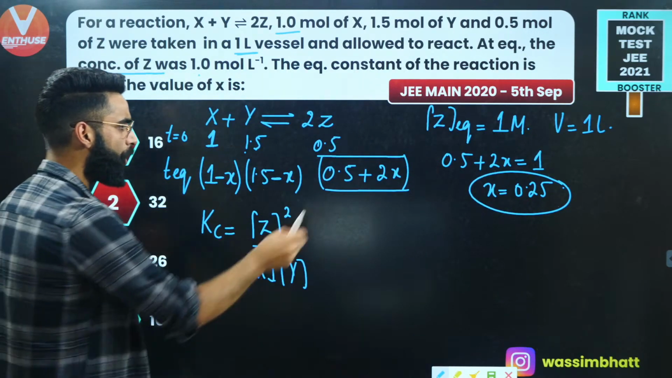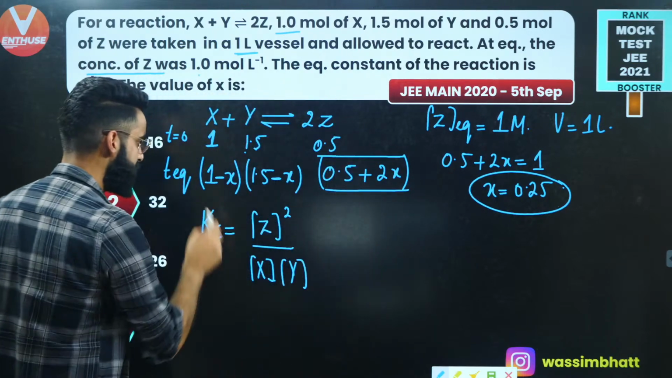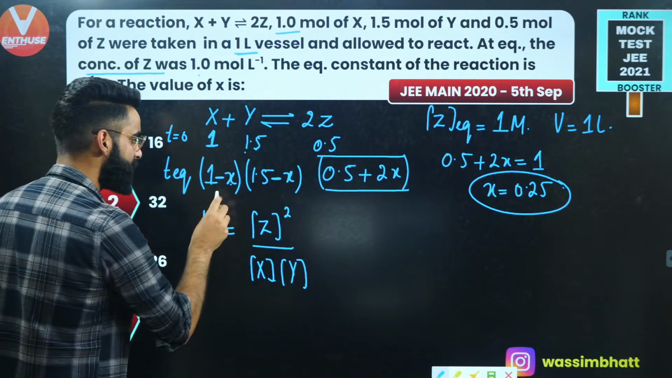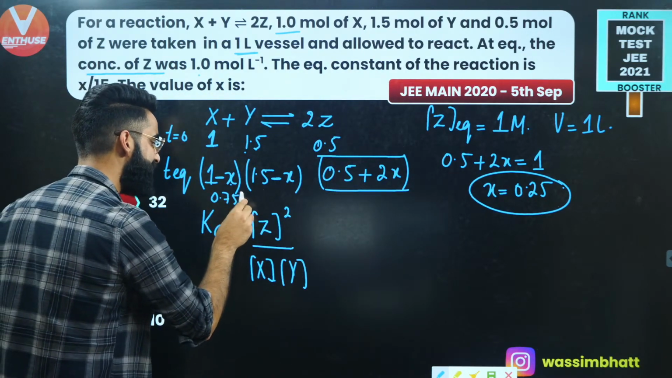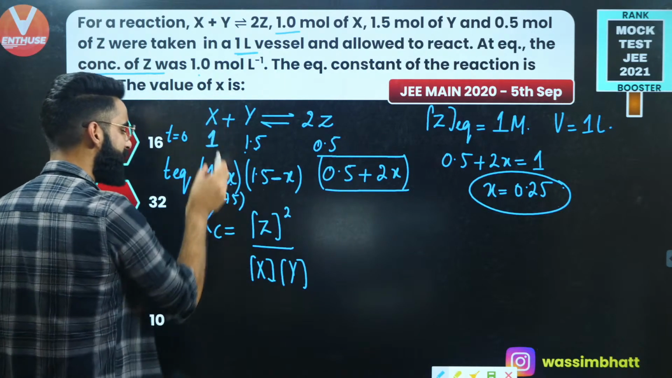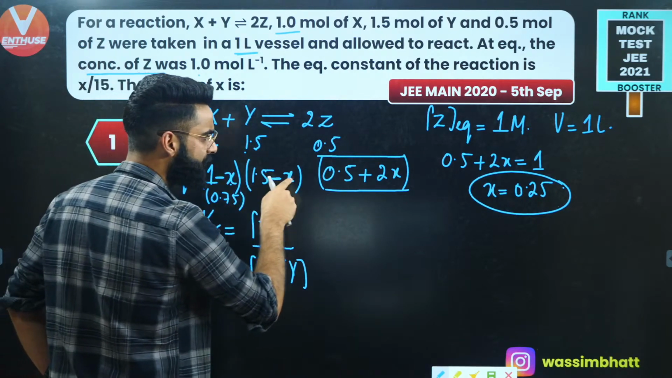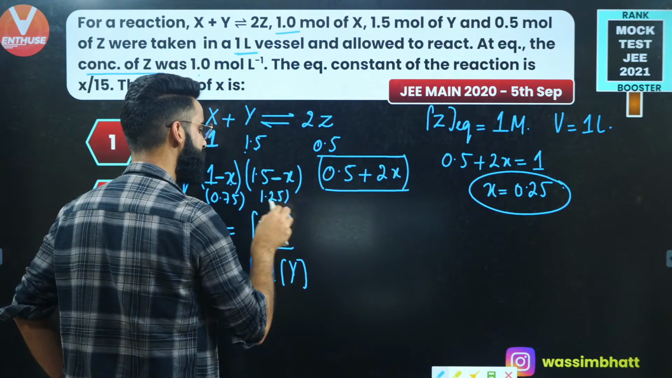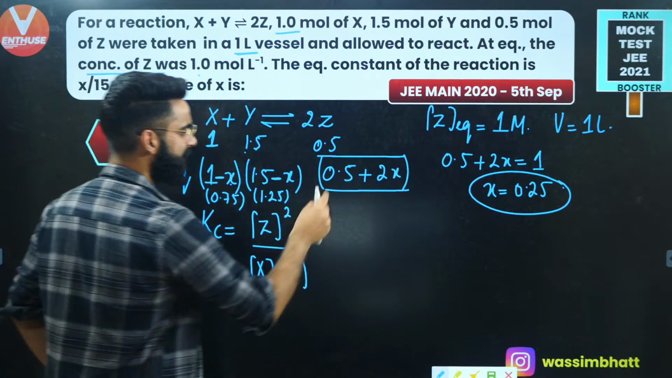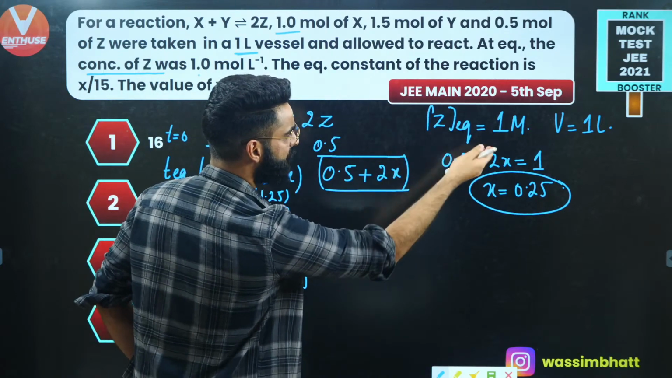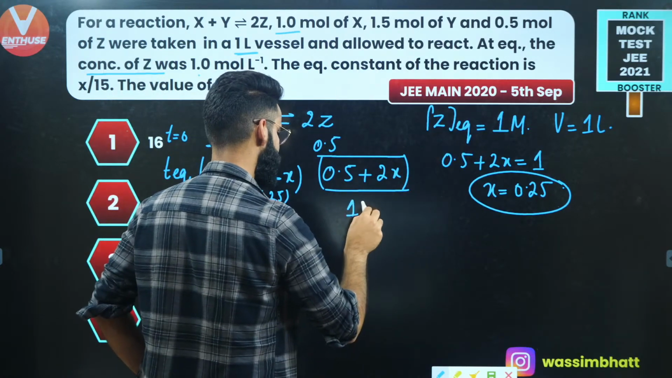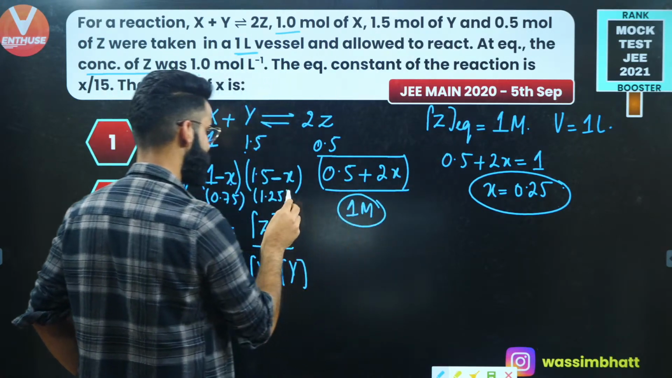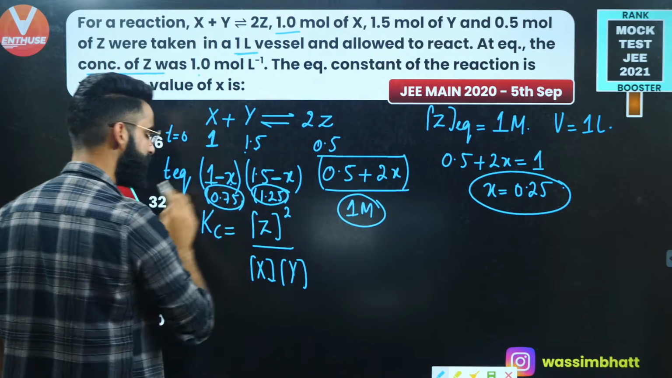If you got 0.25 as the value of x, then 1 minus 0.25 comes out to be 0.75. So 0.75 is the concentration of X at equilibrium. 1.5 minus x, 1.5 minus 0.25, will be 1.25. This is the concentration of Y at equilibrium. Similarly, the concentration of Z at equilibrium is automatically given to us, it's 1 molar, right? So I got the concentration of each reactant and product at equilibrium.